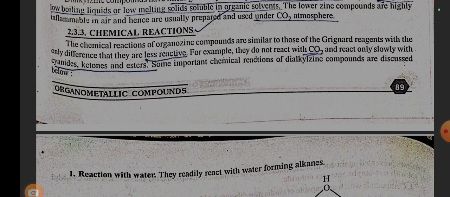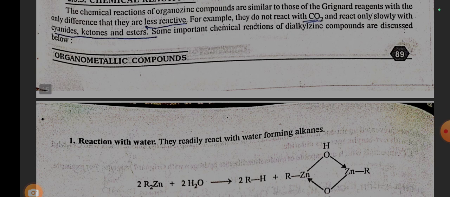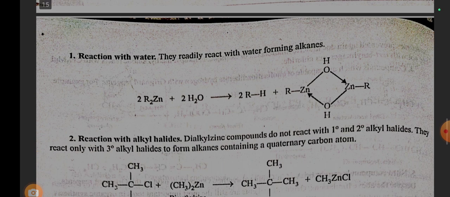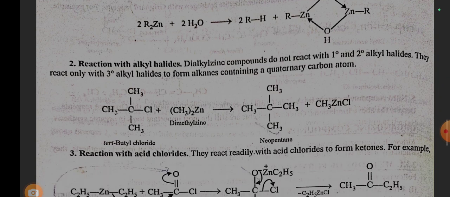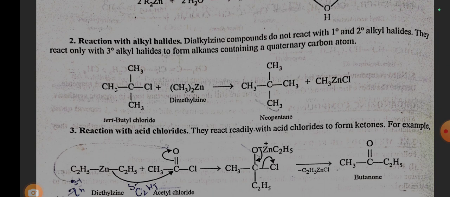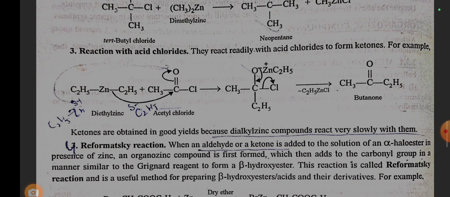Chemical reactions: the chemical reactions of organozinc compounds are similar to those of the Grignard reagents, with the only difference that they are less reactive. For example, they do not react with CO2 and react only slowly with cyanides, ketones, and esters. Some important chemical reactions of dialkyl zinc compounds are discussed below. 1. Reaction with water. They readily react with water, forming alkanes. 2. Reaction with alkyl halides. Dialkyl zinc compounds do not react with primary and secondary alkyl halides. They react only with tertiary alkyl halides to form alkanes containing a quaternary carbon atom.